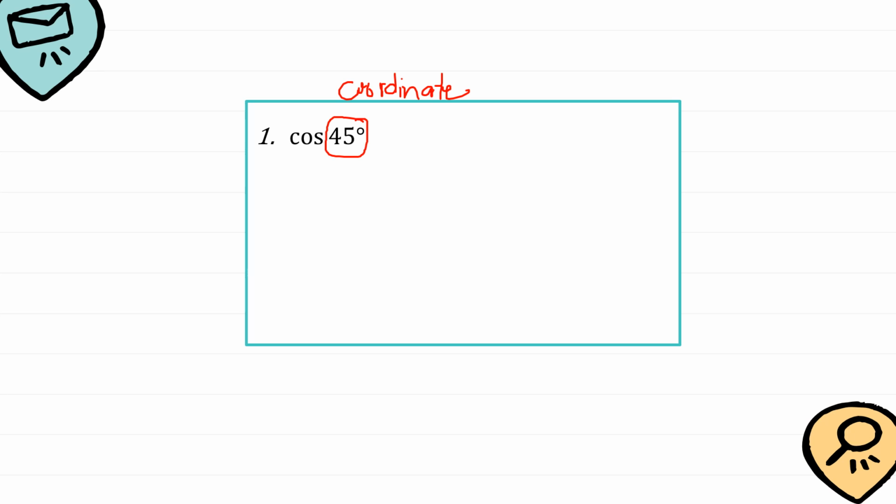So what is the coordinate of 45 degrees? You should be able to do it because those were our exercises earlier. So the coordinates of 45 degrees is square root of 2 over 2, square root of 2 over 2. Remember, this is your coordinates, x, y. And cosine, if you remember, cosine is defined as x. So that is why cosine 45 degrees is equal to x. And what is the x here in our coordinates? This. So therefore, cosine 45 degrees is equal to square root of 2 over 2.